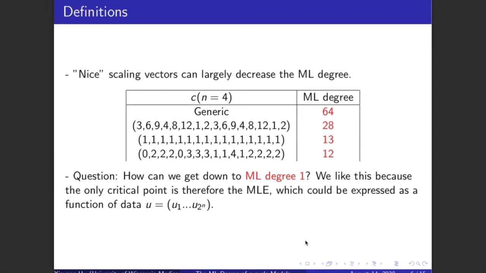And now we want to ask this question. How do we get the ML degree down to 1? We want this because when we only have one critical point, the MLE is therefore that point, and we can express it using the data vector u because it is a sufficient statistic.